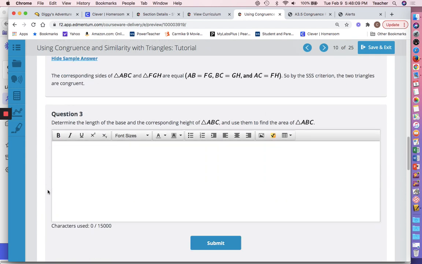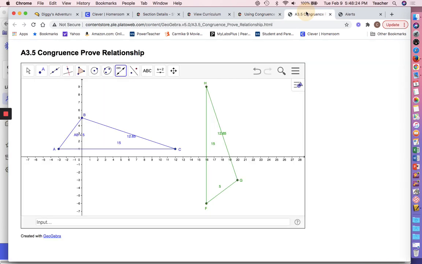All right, question 3. Determine the length of the base and the corresponding height of ABC, and then use them to find the area. Oh, okay, we're finding area. So I got to find the base and the corresponding height of ABC. Well, the base is 15, because that's the length that runs from A to C. The height is this right here. Now, it's not the 5.